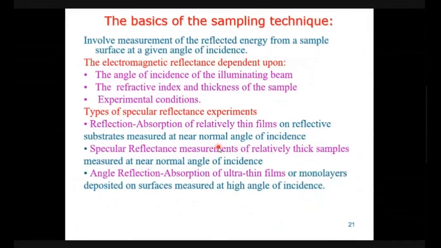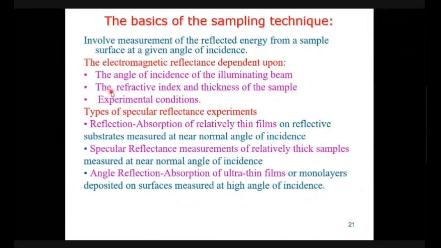We are still in sample handling, sampling techniques. So what is the basic of these three techniques? It involves measurement of reflected energy from the sample surface at a given angle of incidence. If you change the angle of incidence, the energy that is reflected will also change. The electromagnetic reflectance depends on the angle of incidence of the illuminating beam.